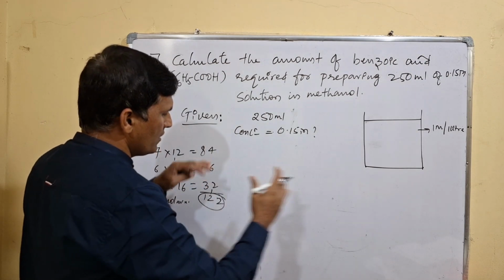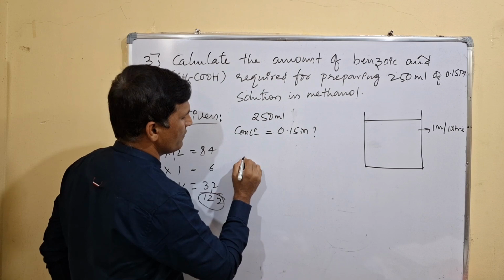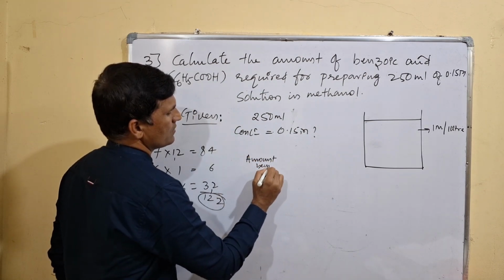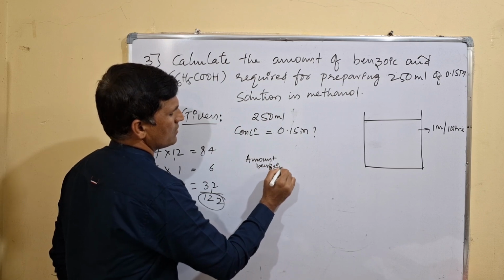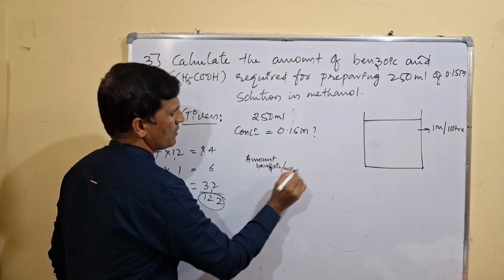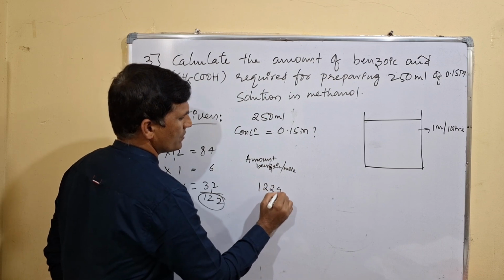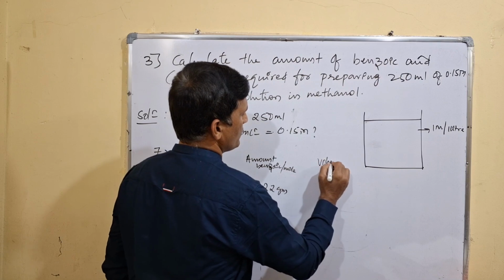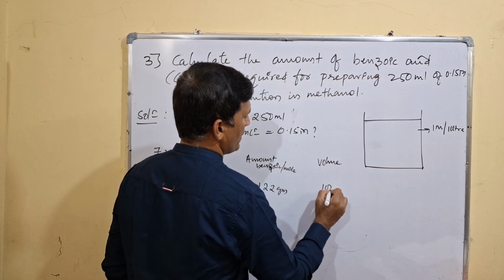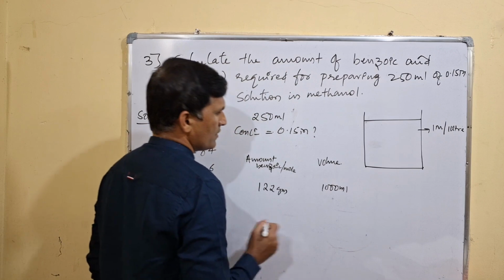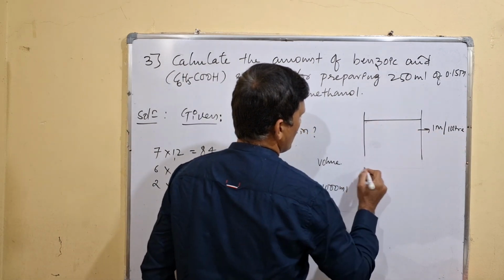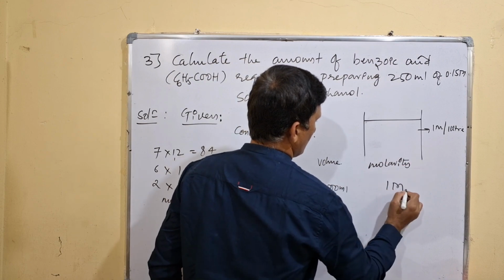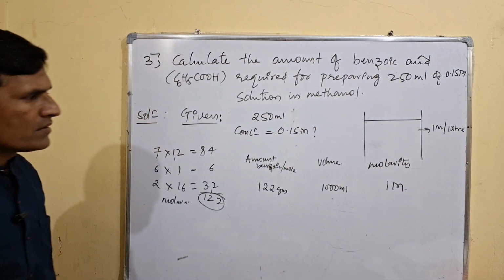So now we will do the calculation. First we will write the amount of benzoic acid per mole. How much is it? 122 grams. Fine. Now if you dissolve the same in 1 liter volume, suppose you are dissolving that in 1000 ml, then the molarity of the solution will be what? 1 molar, we call it.